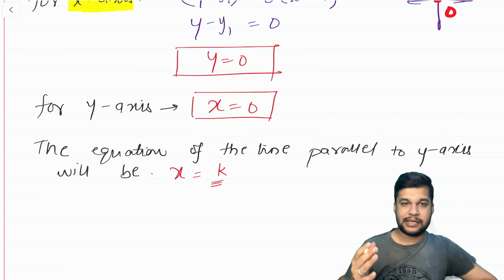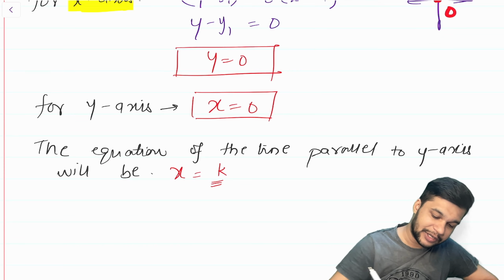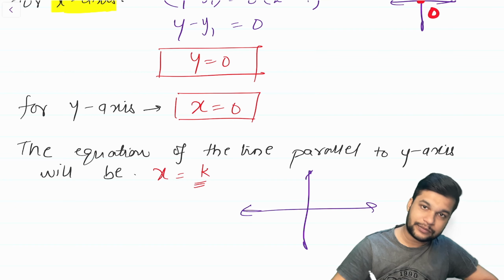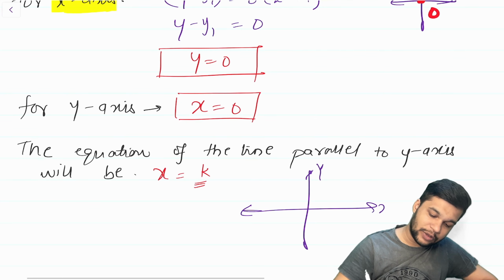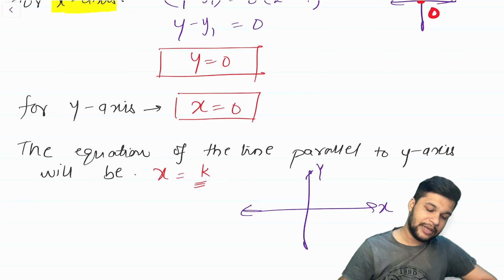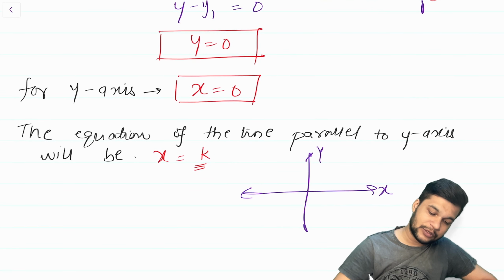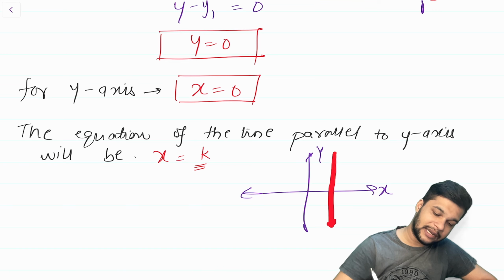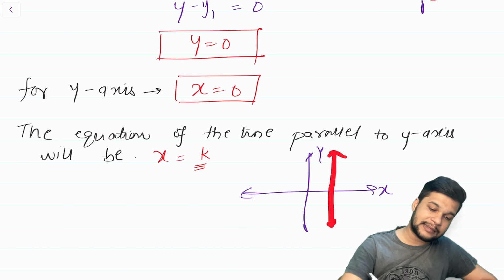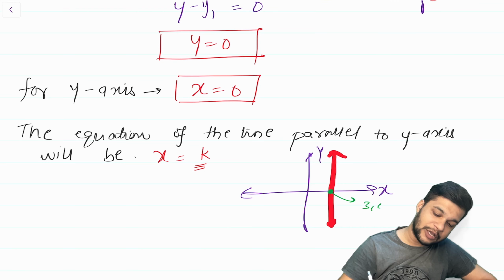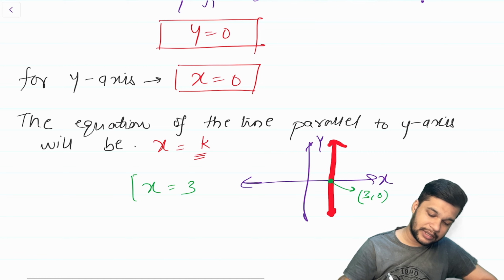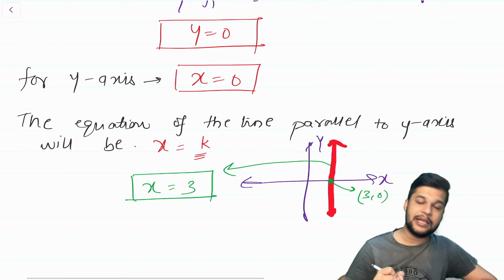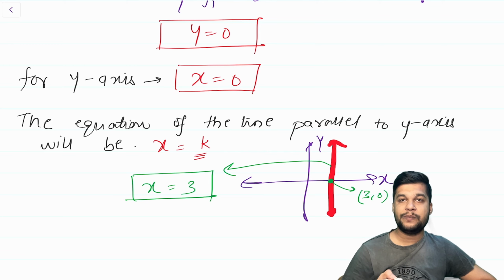What I mean to say is, let's say you have a Cartesian plane something like this. Let's say your line is parallel to the y-axis, so you have a vertical line something like this, and it passes through the point 3 comma 0. So the equation of this line will be x equal to 3.